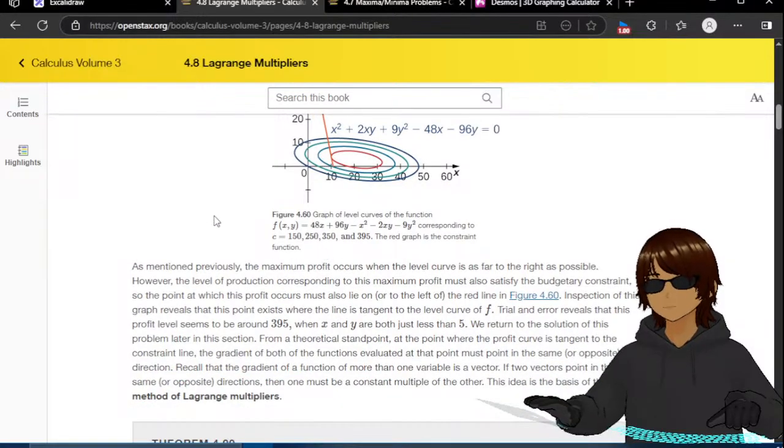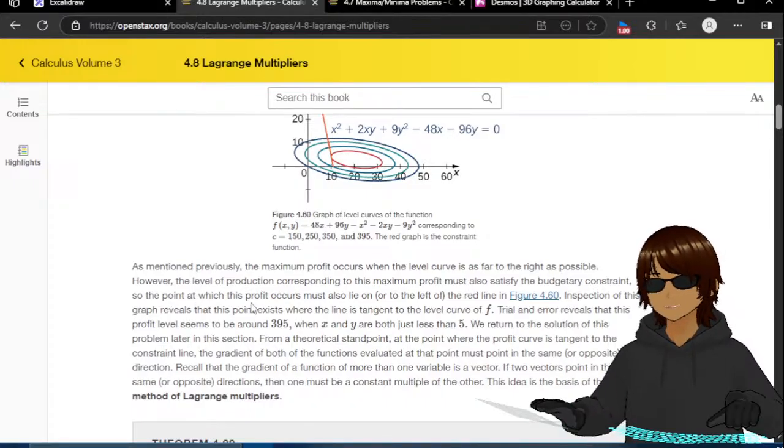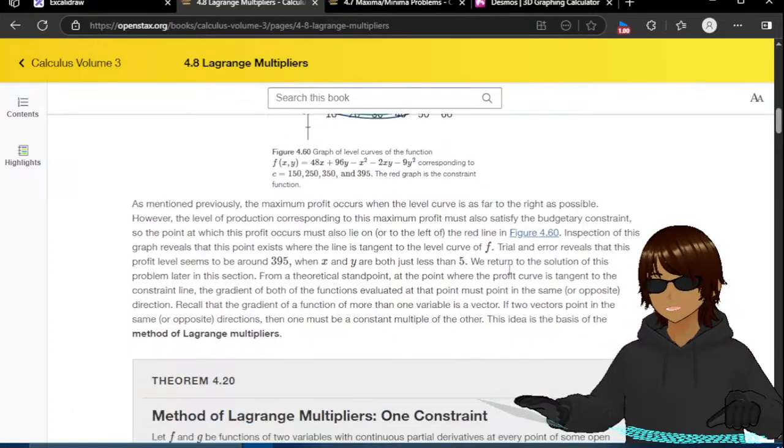As mentioned previously, the maximum profit occurs when the level curve is as far to the right as possible. However, the level of production corresponding to this maximum profit must also satisfy the budgetary constraint. So the point at which the profit occurs must also lie on the red line. Inspection of this graph reveals that this point exists where the line is tangent to the level curve of f. Trial and error reveals that this profit seems to be around 395.